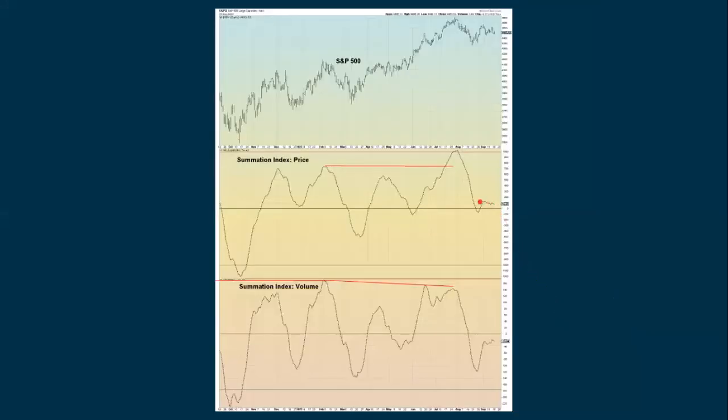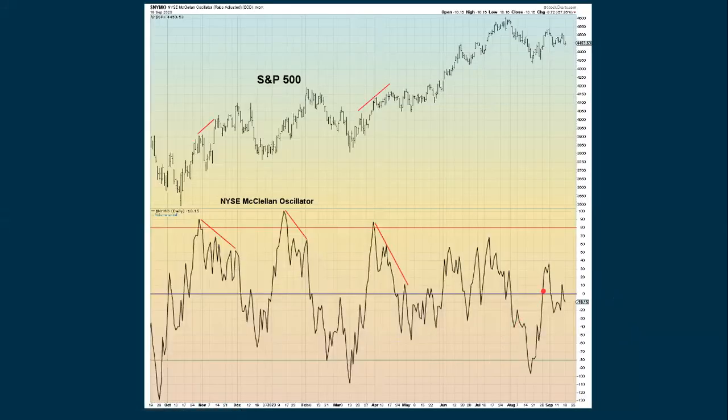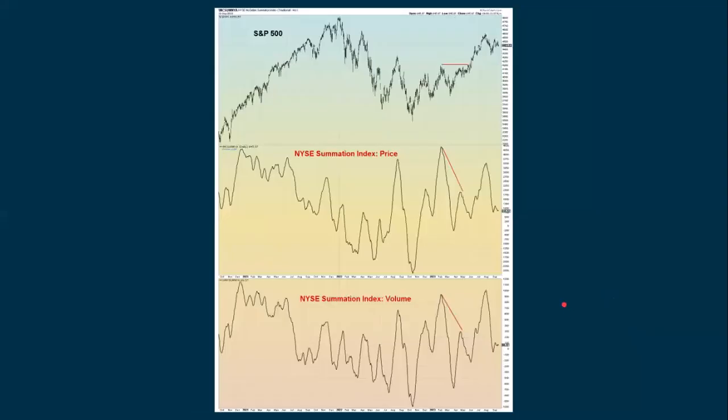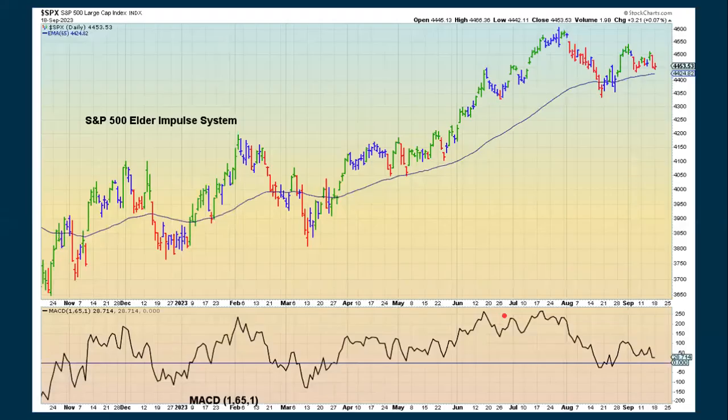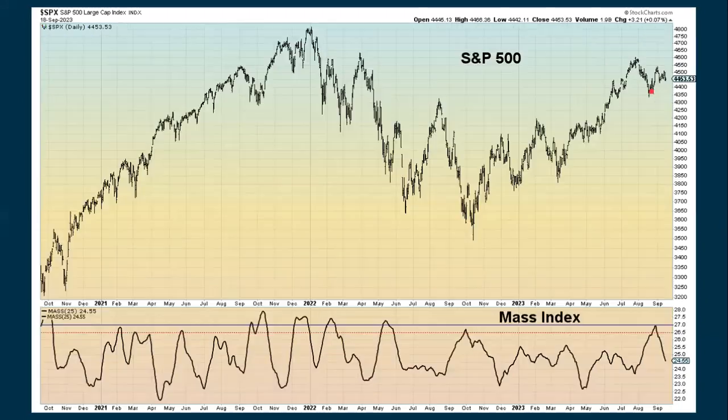So based on price, the summation index is rolling over and we're already declining based on volume. The NYSE McClellan oscillator is also below zero. That's a broader measure, and we're turning down based on price and volume with the summation index. The Elder Impulse system for the S&P still remains negative with the red bar.